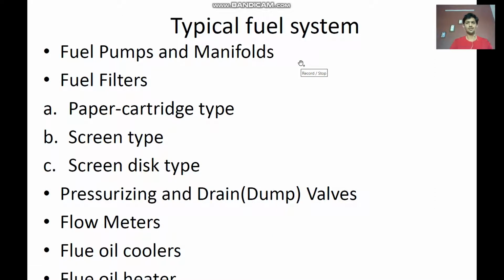Hello everyone, welcome back. Let us continue our discussion on the second module of the gas turbine technology course. So today we'll begin with the next topic, that is the fuel system of an aircraft.